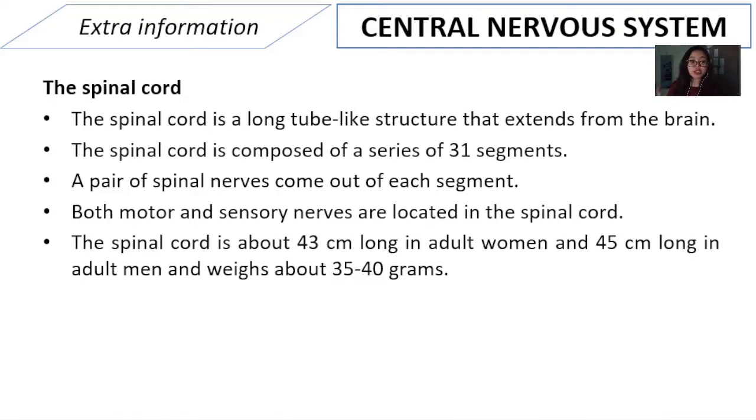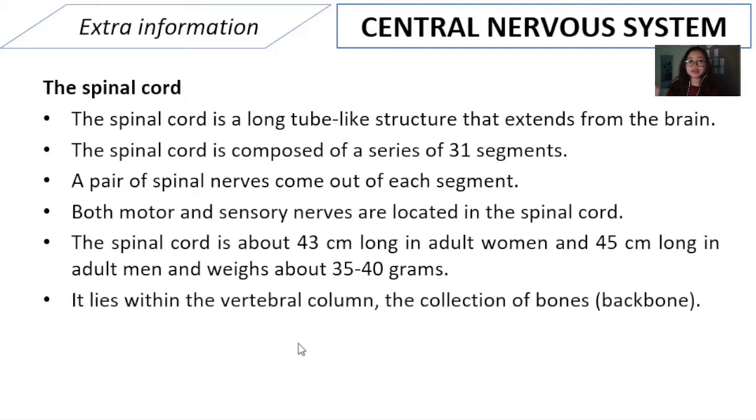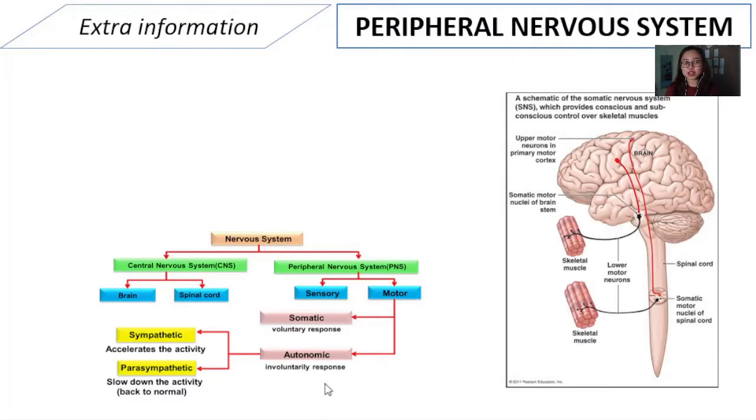On average, it is about 43 centimeters long in adult women and 45 centimeters long in adult men, and it will weigh about 35 to 40 grams. The spinal cord will lie within your vertebral column, which is the collection of bones we call your backbone. So ini straightforward lah. Kita punya akar tunjang disimpan dalam kita punya tulang belakang. And that is it for the spinal cord.